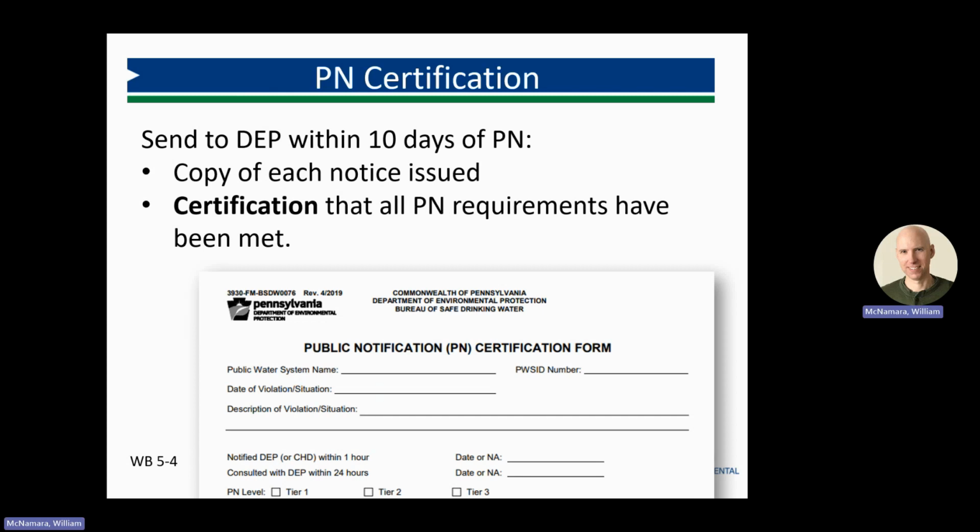So after public notification is issued, systems are required to send to DEP within 10 days a copy of each PN notice issued and a certification that all the public notification requirements have been met. So there is a certification form template, and that again is on the PN website, DEP site, or our DEP library.